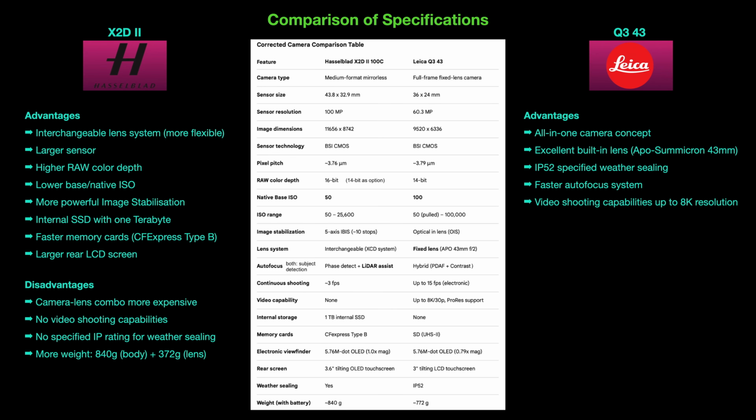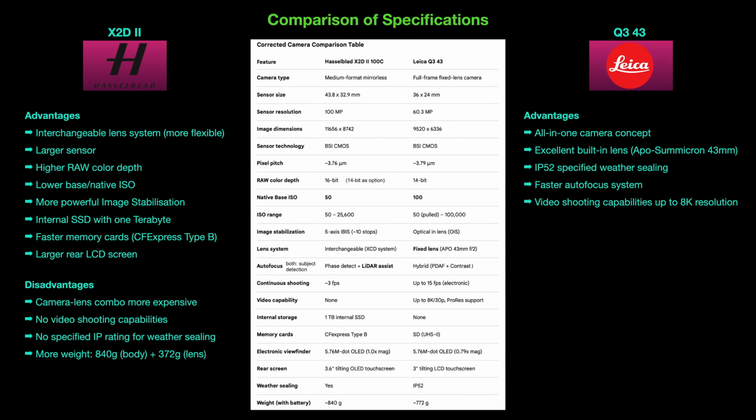Well, it's an all-in-one camera concept, very compact, leaner in terms of size and form, smaller than the Hasselblad camera-lens combination. It's an excellent built-in lens, in the same way as the XCD 55V is an excellent lens. The Apo-Summicron 43mm is the best of the best Leica can offer. Leica commits to an IP52 specified weather sealing.